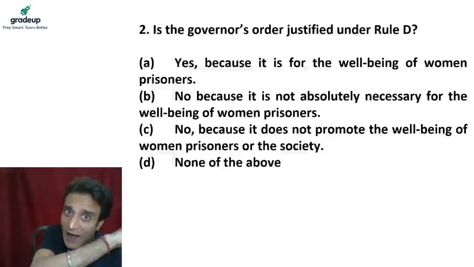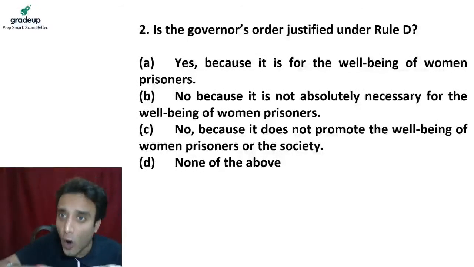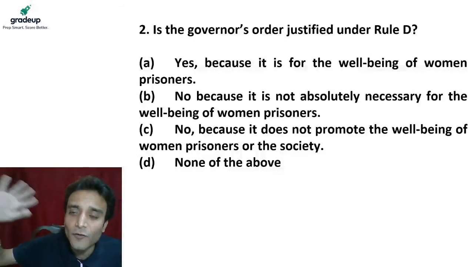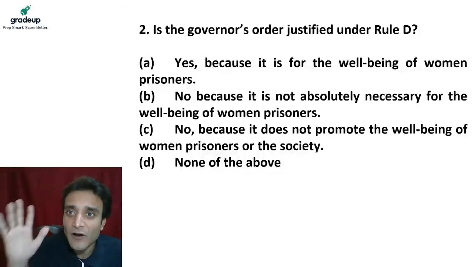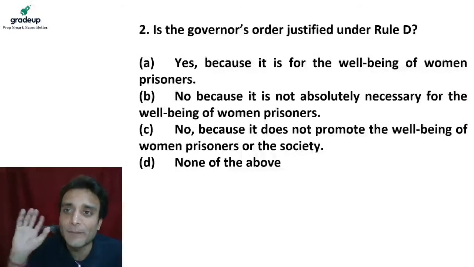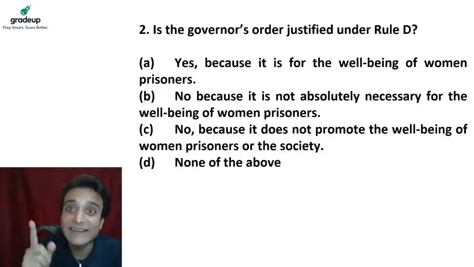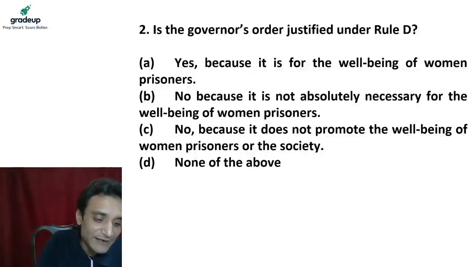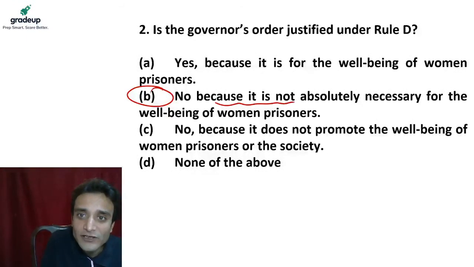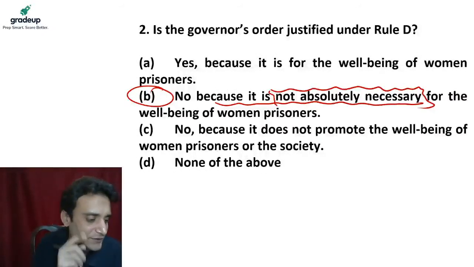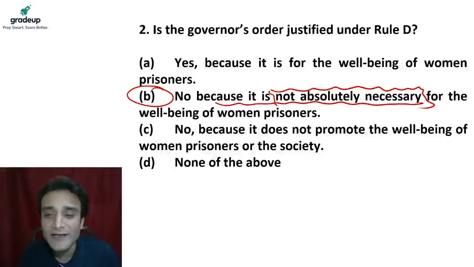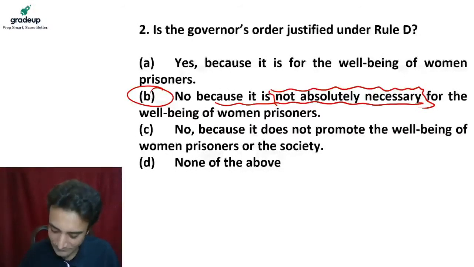But you are releasing all women who are imprisoned for a wrong for which the punishment is 1 year or less. That is not justified. Am I clear? Hence, the correct answer is option B, because it is not absolutely necessary. Very, very important. Did you understand?